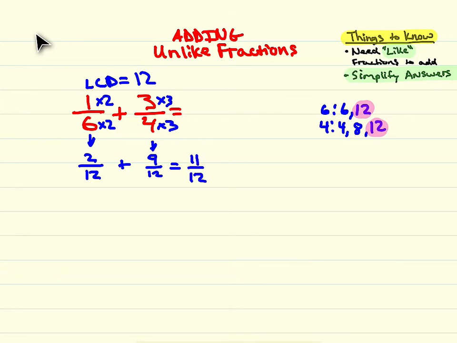Your answer here is 11 twelfths, which is already simplified because the GCF of 11 and 12 is 1. So we have our answer, 11 twelfths, by finding our like fractions and adding them together, and we did not need to simplify on this problem.